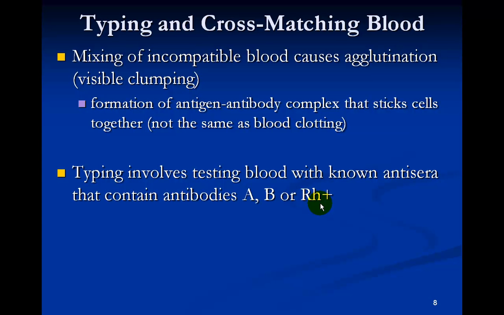Now, typing and cross-matching blood, right? We need to make sure before we give anybody a blood transfusion that we are not mixing incompatible blood types. That will cause agglutination, which is visible clumping, and you will see the formation of antigen-antibody complexes that causes cells to stick together. Now, this is not the same as blood clots, because blood clots have a very specific process releasing very specific clotting agents. So typing blood really involves testing blood with a known antisera that contains the antibodies for A and B, or Rh positive.